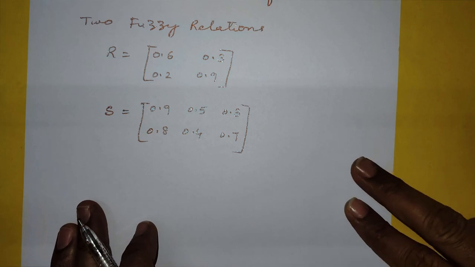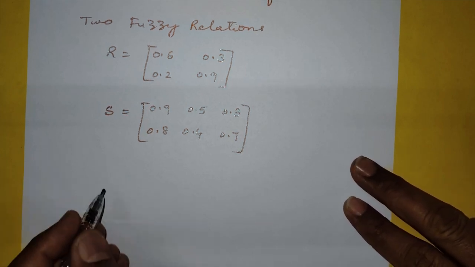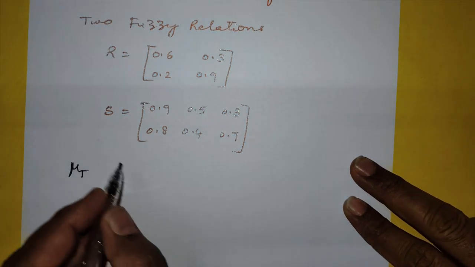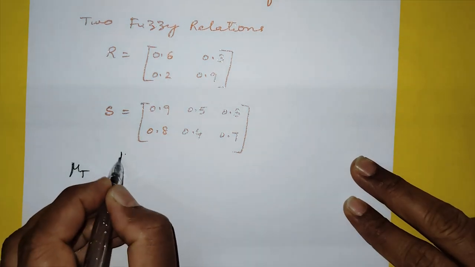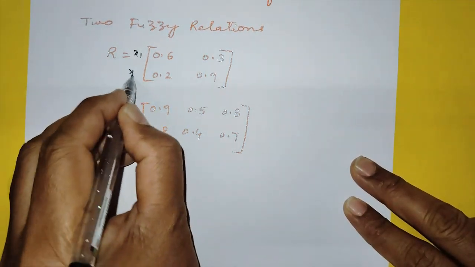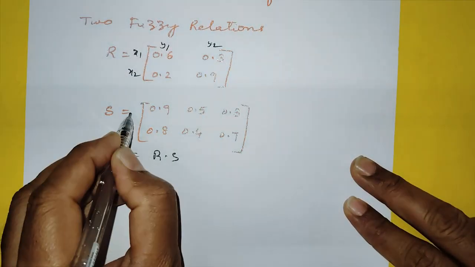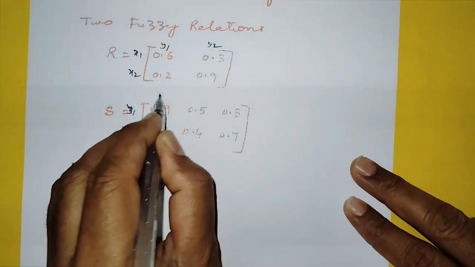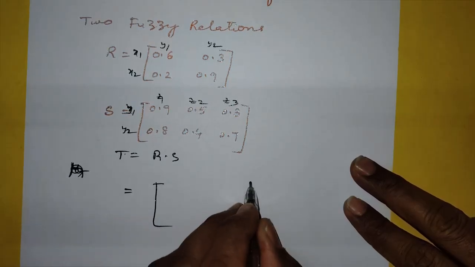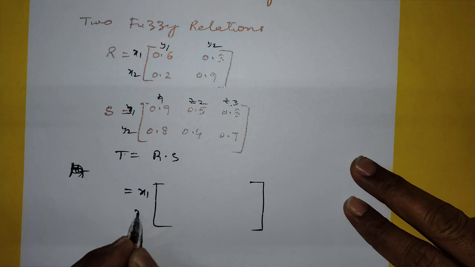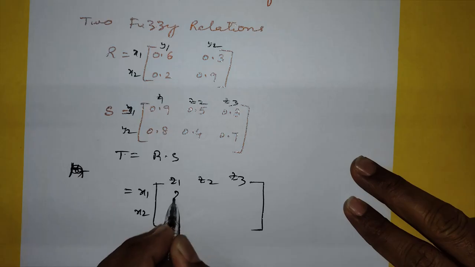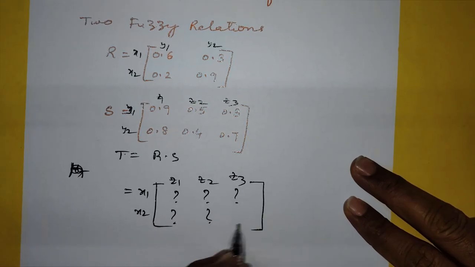What does the max product say? What is the product of max product? Suppose, as I mentioned, the maximum relation is T equal to R times S. Now assume that it is x1, x2, y1, y2, and y1, y2, z1, z2 and z3. The new relation will come in matrix form. Here it is x1, x2, and here z1, z2 and z3. You have to find out these values.